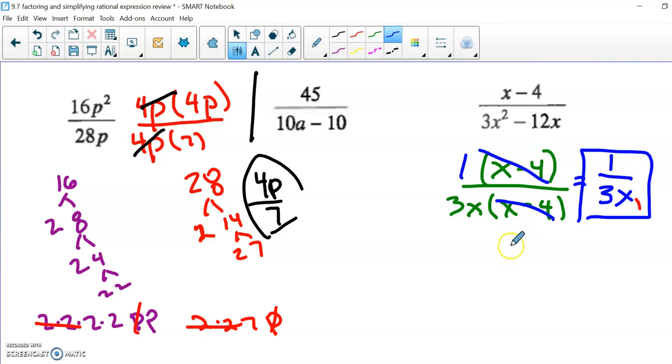I hope this helps. This time, I made it into a keystone review of the rationalizing, or simplifying rational expressions and factoring. If you have any questions, let me know. Thank you.